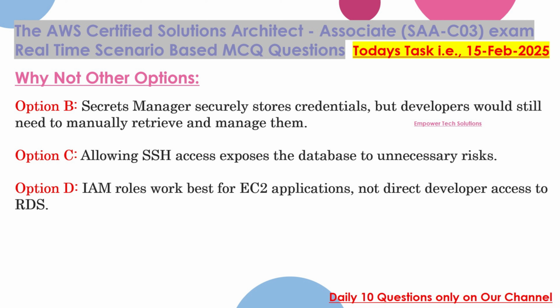Secrets Manager securely stores credentials, but developers would still need to manually retrieve and manage them. Option C. Allowing SSH access exposes the database to unnecessary risks. Option D. IAM roles work best for EC2 applications, not direct developer access to RDS.